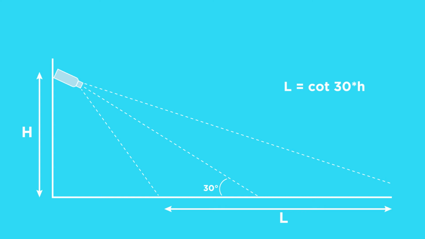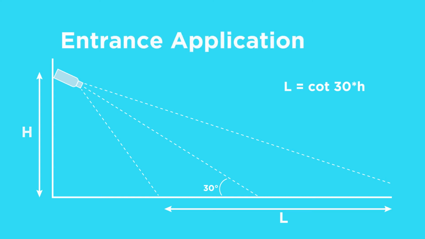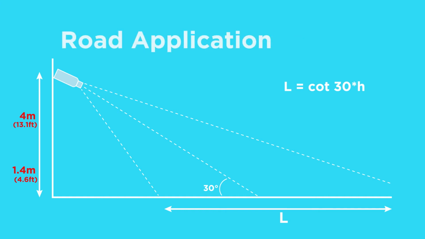But what is the ideal height? If you're using this camera in an entrance application, then a height of 1.4 to 4 meters will be great. If you're looking to capture vehicles on the road, a 6-meter height would be ideal.